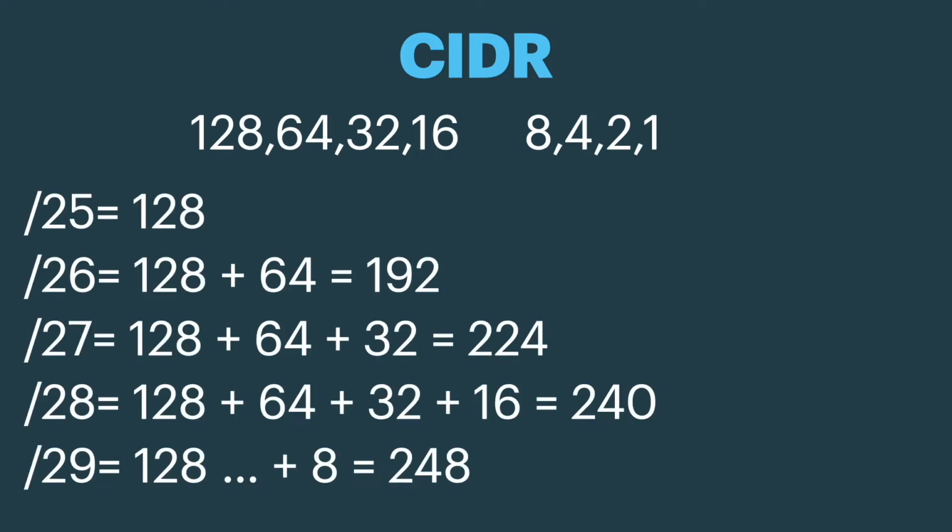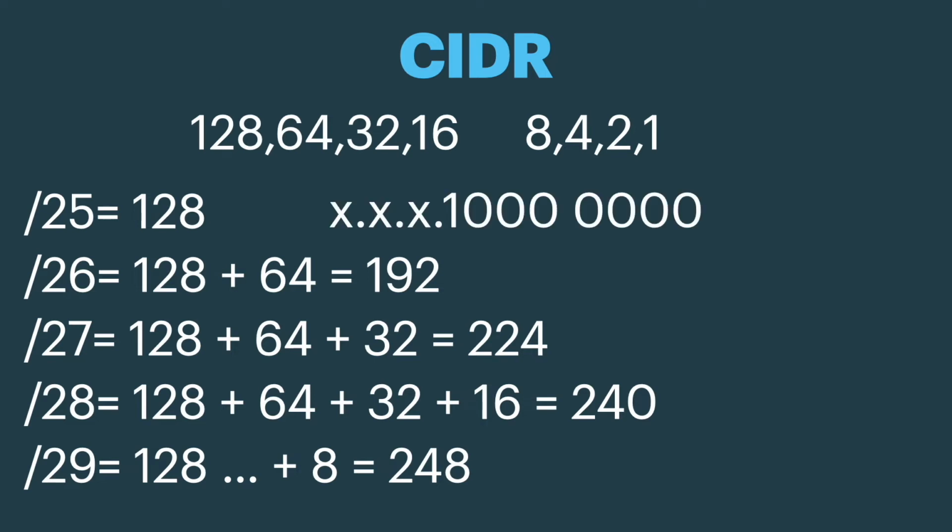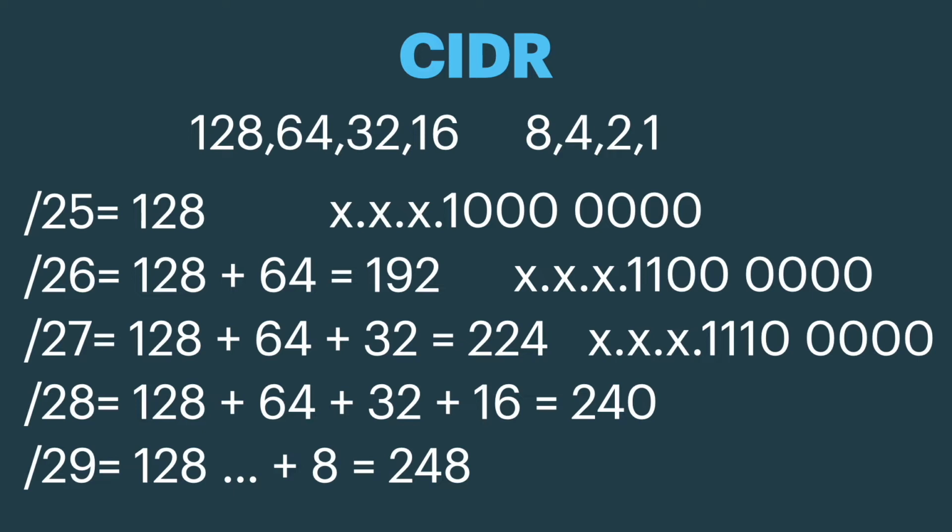So CIDR. Here we'll be exploring the CIDR table. /25 is 128, /26 is 128 plus 64, which is 192, and so on, so on. And this right here is rewritten in binary. So /25 is 1, /26 is 1, and so on, so on.